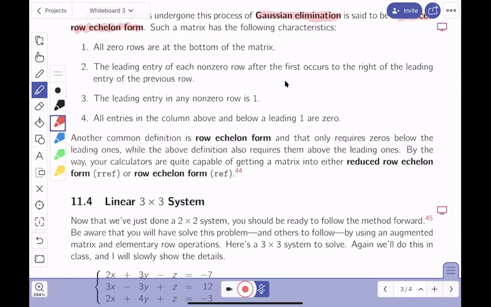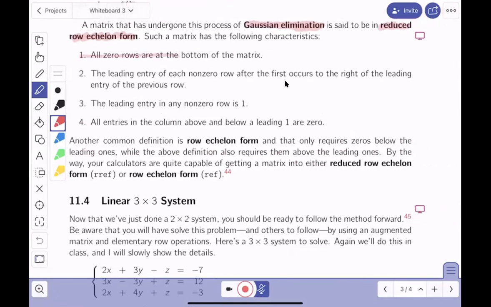All right. So what is over here? All 0 rows at the bottom of the matrix. All right. That's pretty understandable. The leading entry of each non-zero row after the first occurs to the right of the leading entry of the previous row. That's word soup. All right. I'm going to tell you what that means to me. You got a diagonal of 1s and a bunch of 0s in it. The leading entry in any non-zero row is 1. All entries in the column above it and below it are 0. Well, that's a lot of words. All right, we'll go through it.